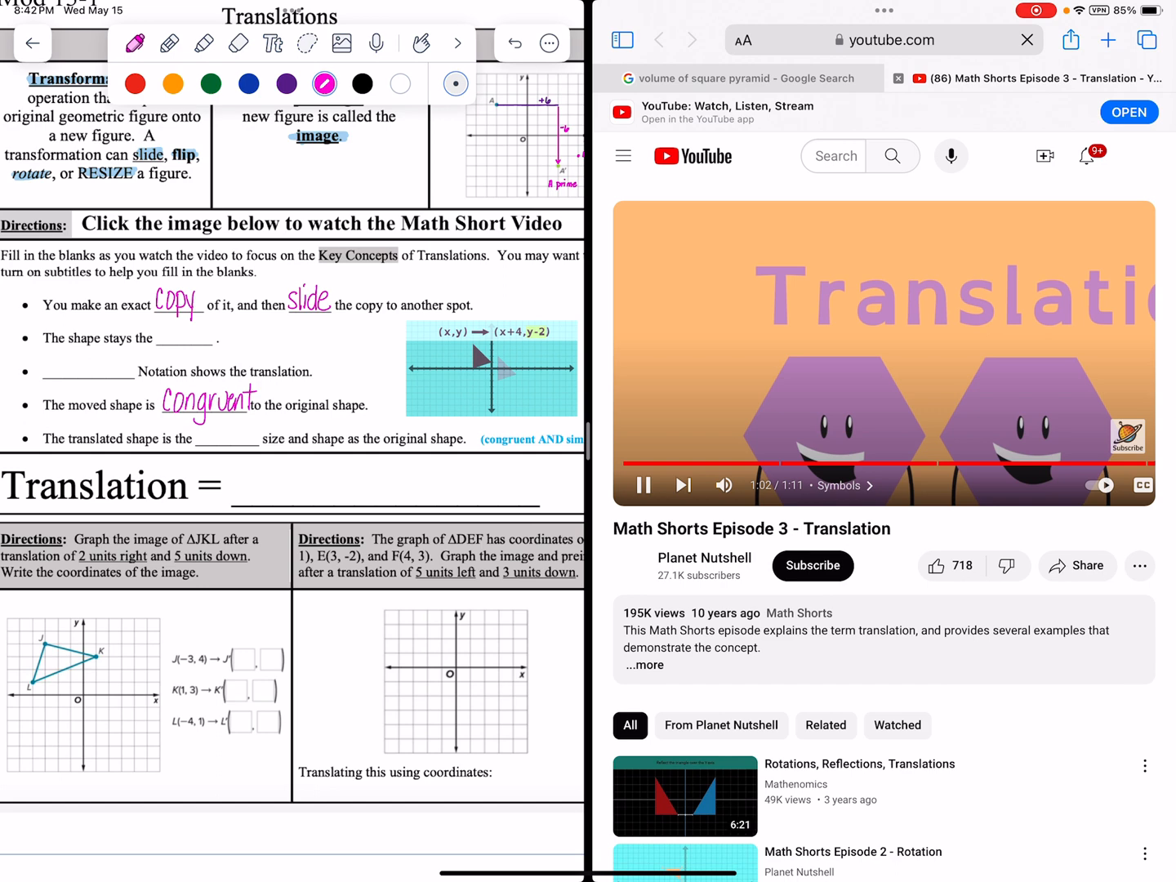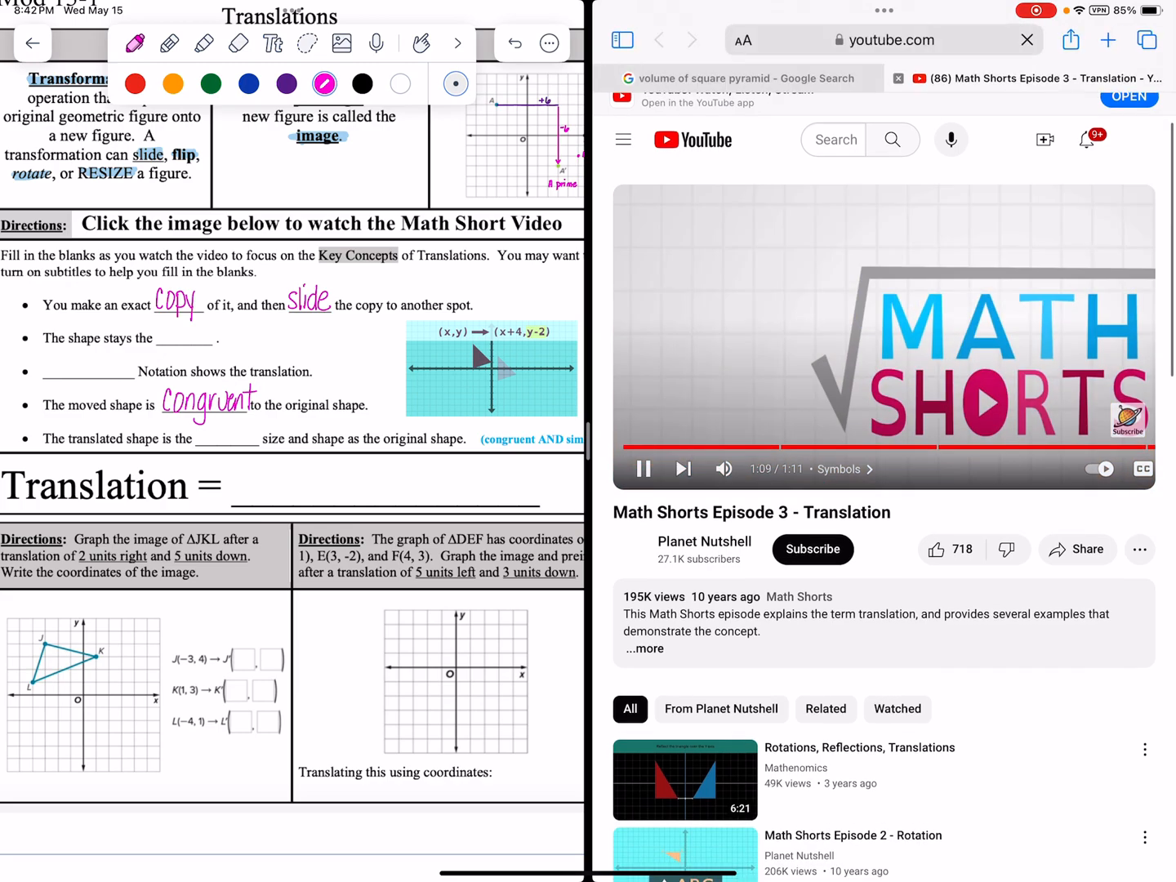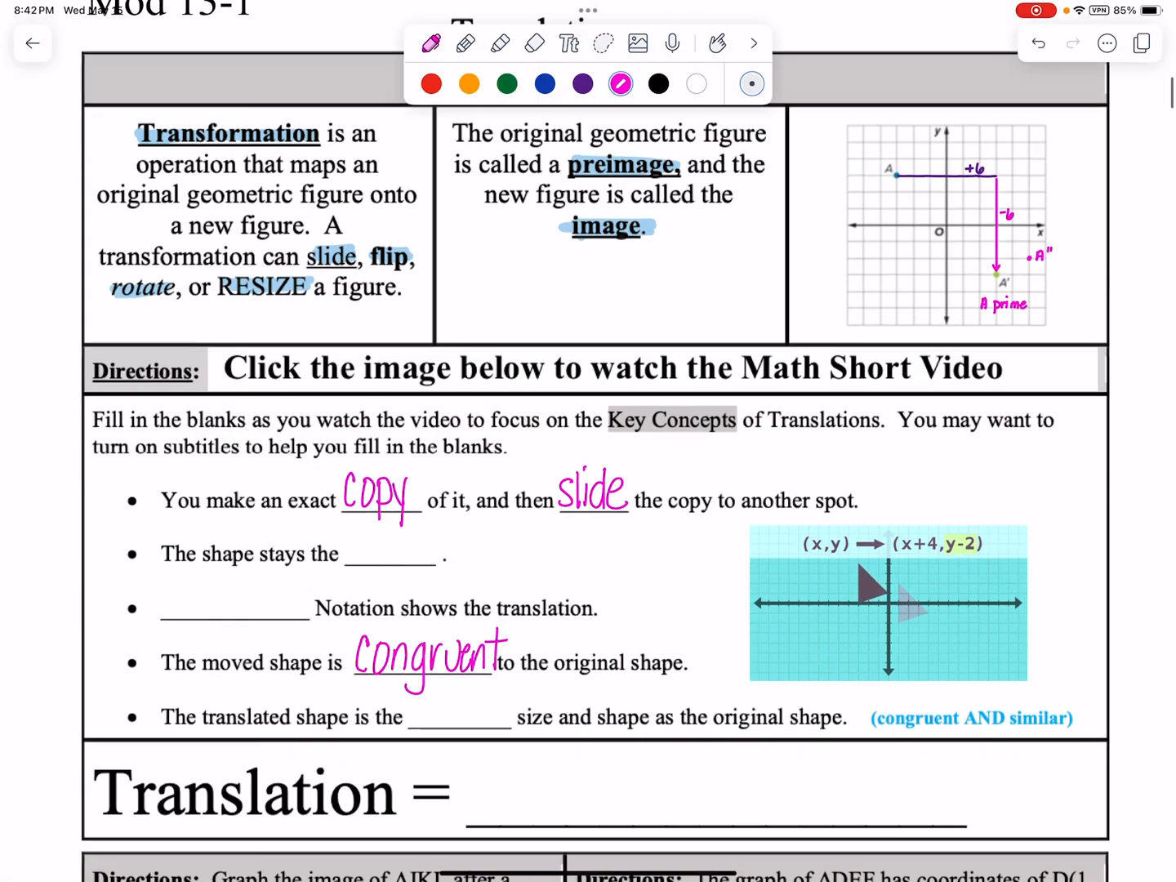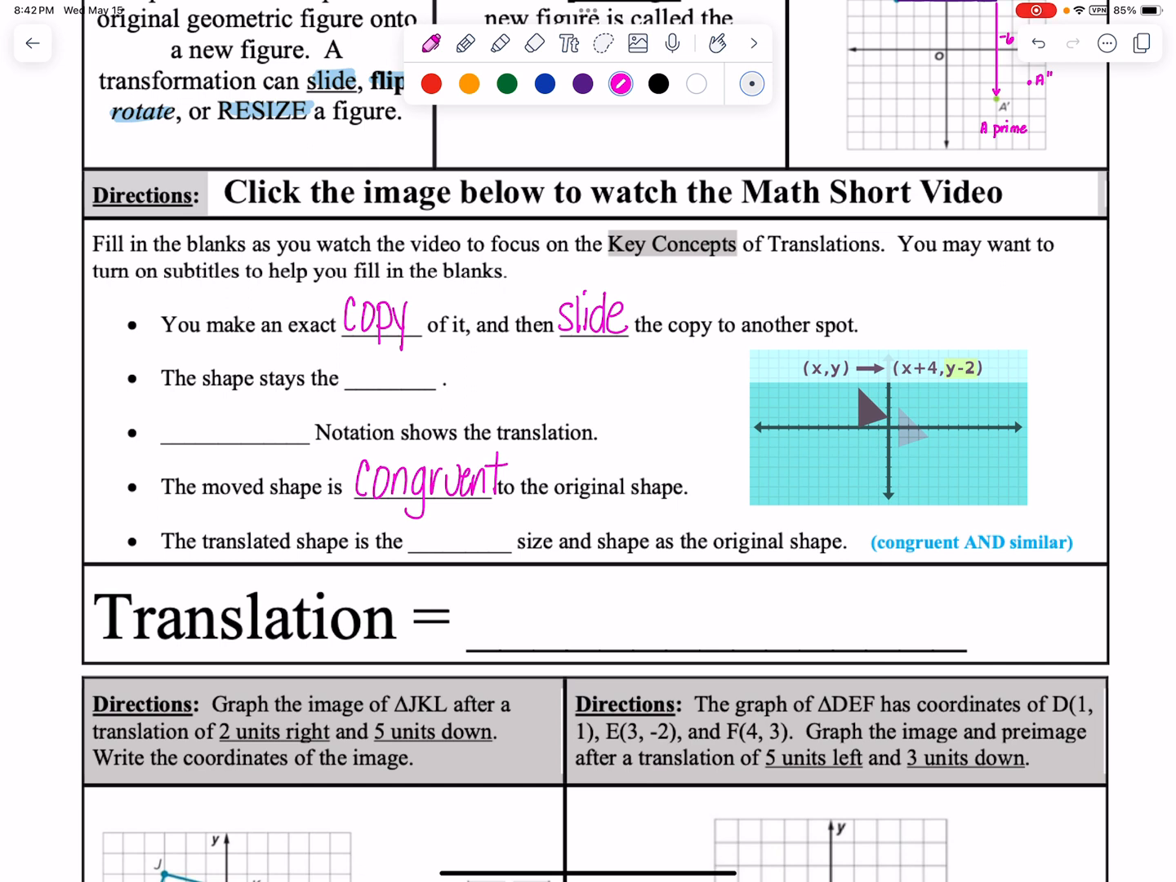So there you have it. When a geometric shape is moved on a coordinate plane, it's called translation. All right, so let's go ahead and fill in these blanks here. When we're translating, let's go ahead and highlight that word here, translations.